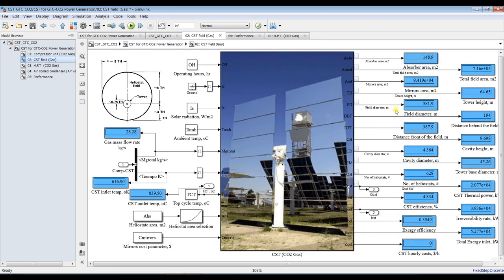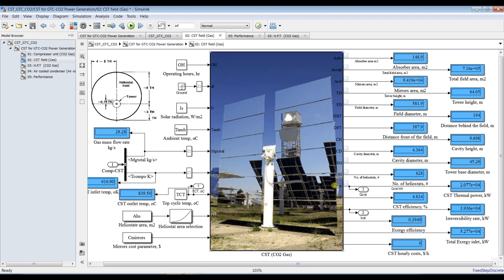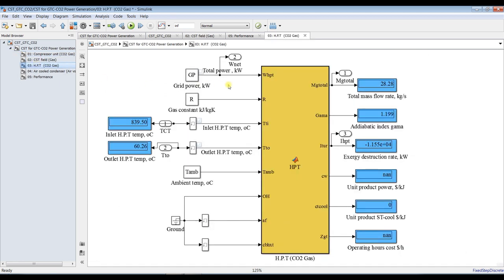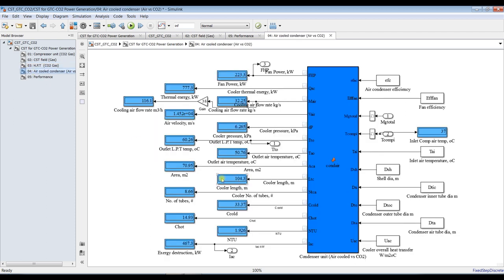And this is your solar field. Our thermal power is increased up to 2 × 10^4 kilowatts. And this is the mass flow rate for the condenser. Yes, the outlet temperature from the turbine unit is increased up to 60 degrees Celsius. Therefore the air outlet would become 50 degrees Celsius, and the total cooler area increased up to 70 square meters. And the fan power is increased from 0.6 kilowatt up to 200 kilowatts. And this is the inlet air temperature if you increase the air temperature, and so on.